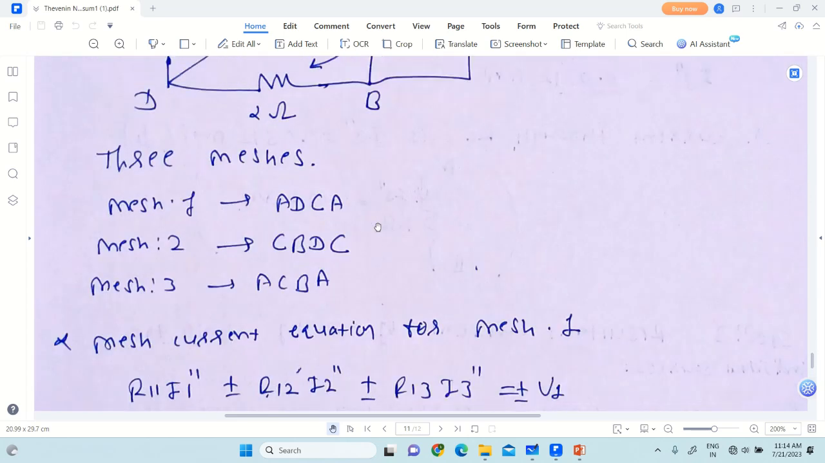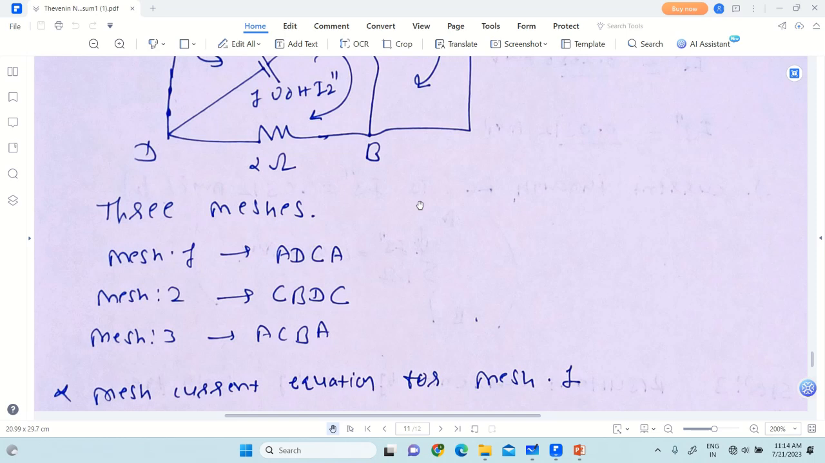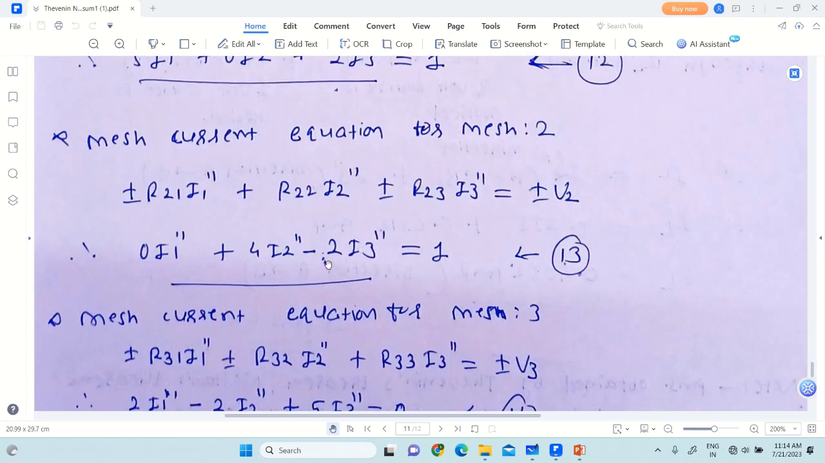Now plus or minus, again consider this common resistance. Through this common resistance, I2 double dash is flowing in downward direction from C to B. And through this 2 ohm resistance, I3 double dash is flowing in upward direction from B to C. So the directions of I2 double dash and I3 double dash are opposite to each other. So we will put negative sign. So we put negative to I3 double dash, and it is equal to plus or minus V2.